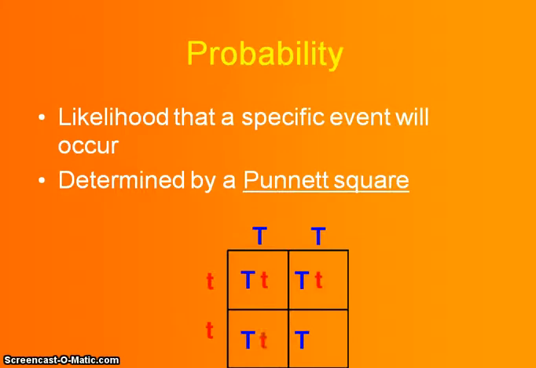Now, probability is just the likelihood that a specific event is going to occur, and we use these a lot in genetics. Mainly, we can calculate these with Punnett squares. This example here is a Punnett square. On the top, you put one parent's genes, and on the side, you put the other parent's genes. Doesn't matter which one goes where, just as long as you have both parents on there somewhere.